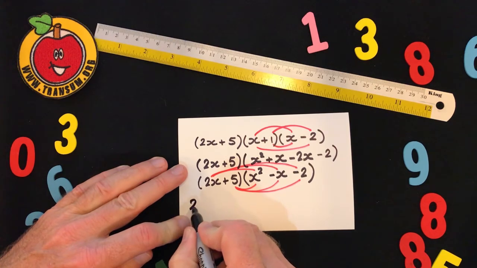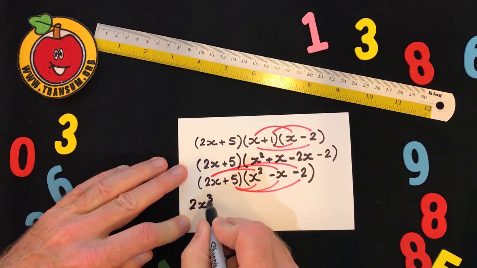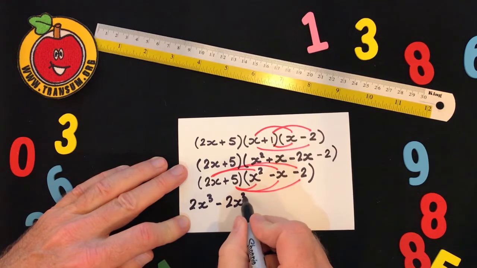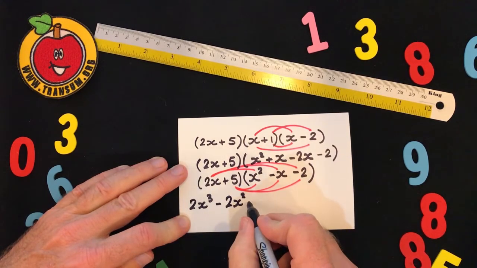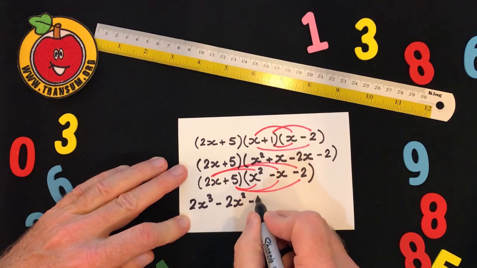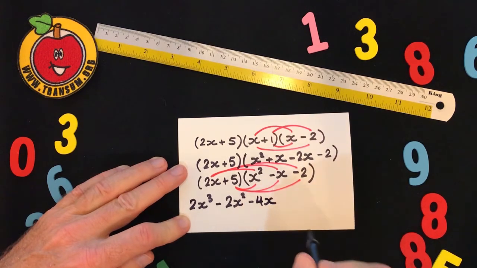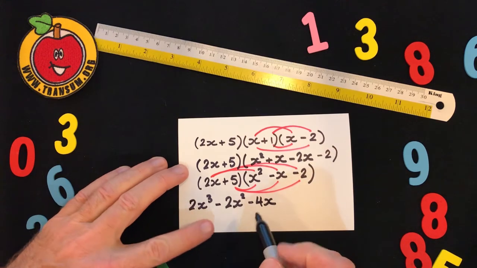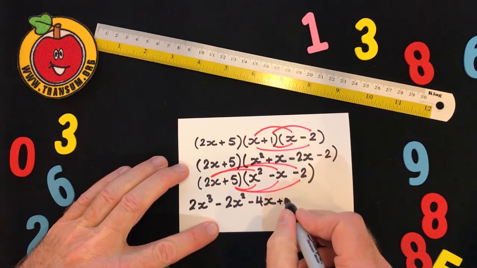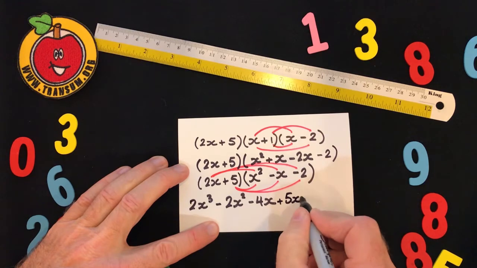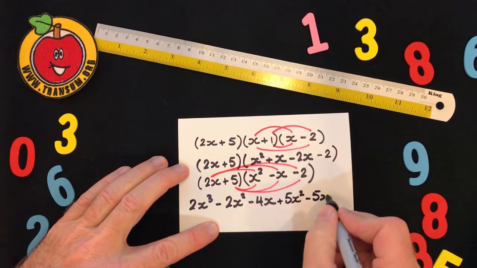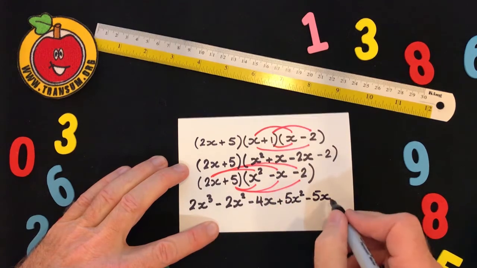First of all, we get 2x cubed. Then minus 2x squared. And then minus 4x. Then multiplying by the 5, we have 5x squared. And then a minus 5x, and then minus 10.